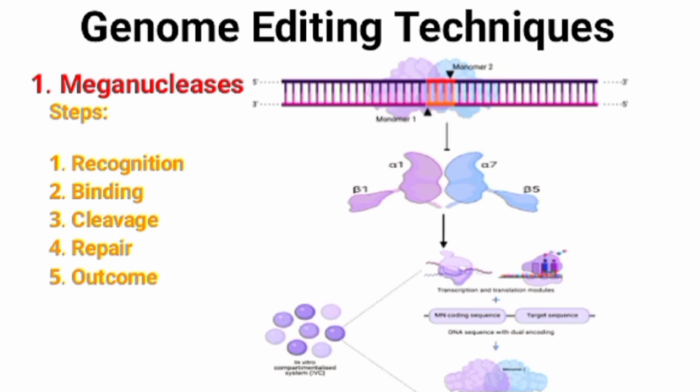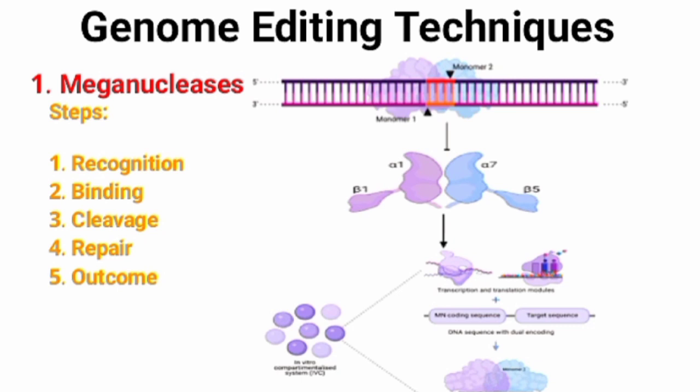The meganuclease process involves the use of enzymes known as homing endonucleases, which are capable of recognizing and cleaving specific DNA sequences. These enzymes, often likened to molecular scissors, bind to their target sequences through complementary base pairing, ensuring precise recognition. Once bound, the meganuclease cuts the DNA at specific positions within the target sequence, generating a double strand break.